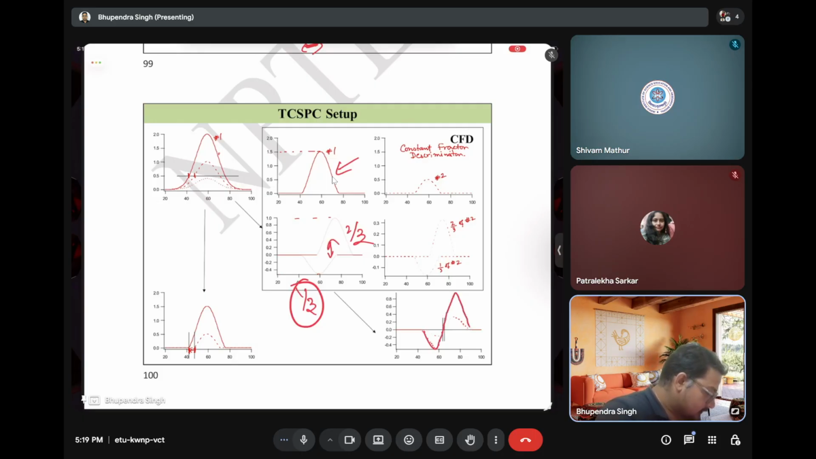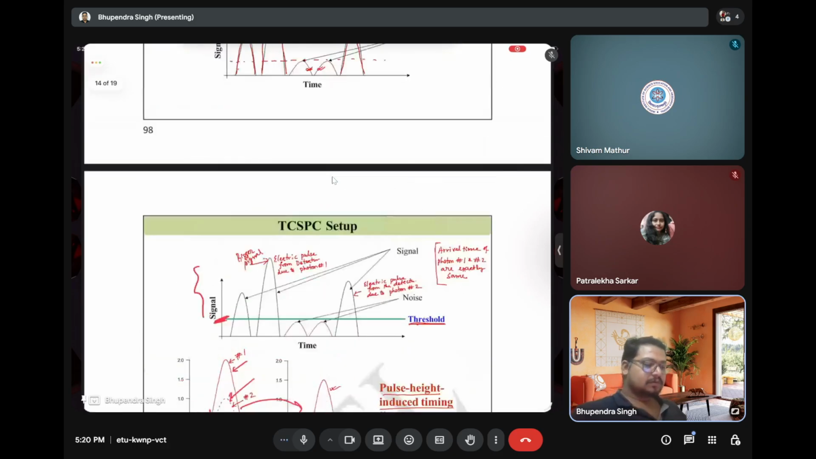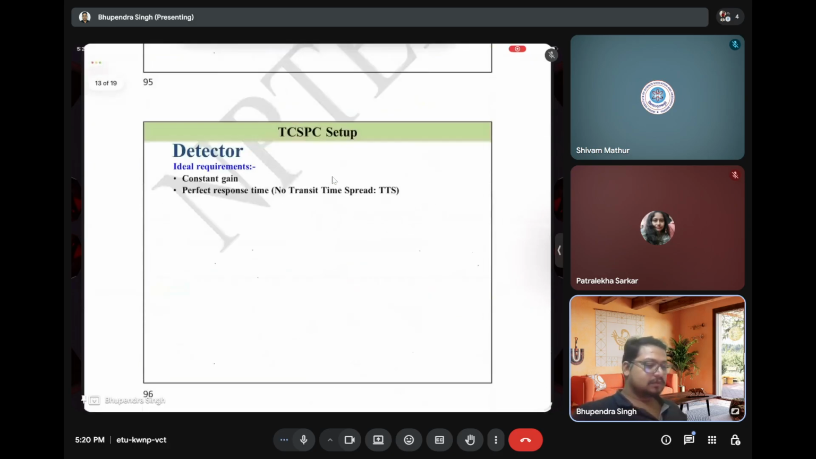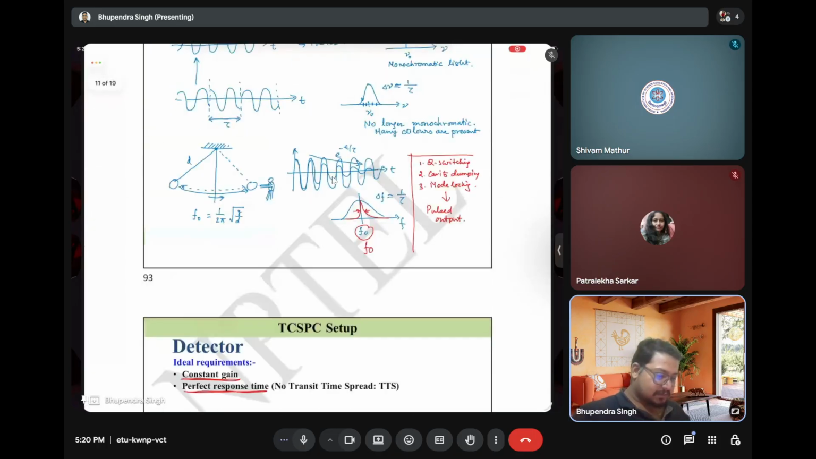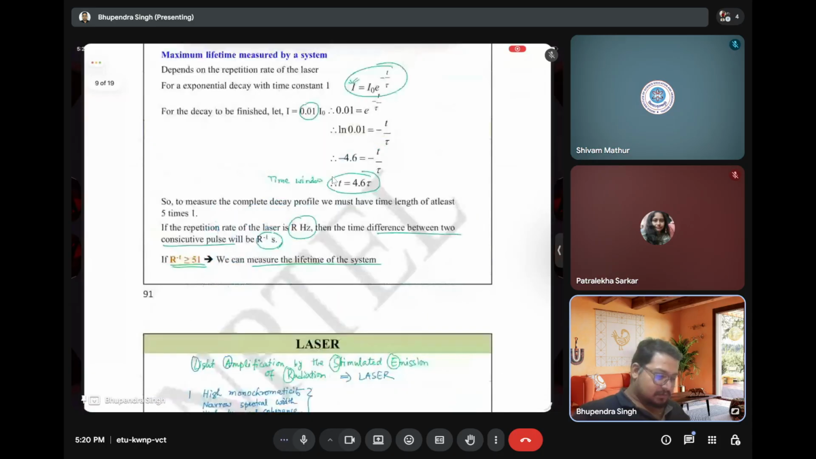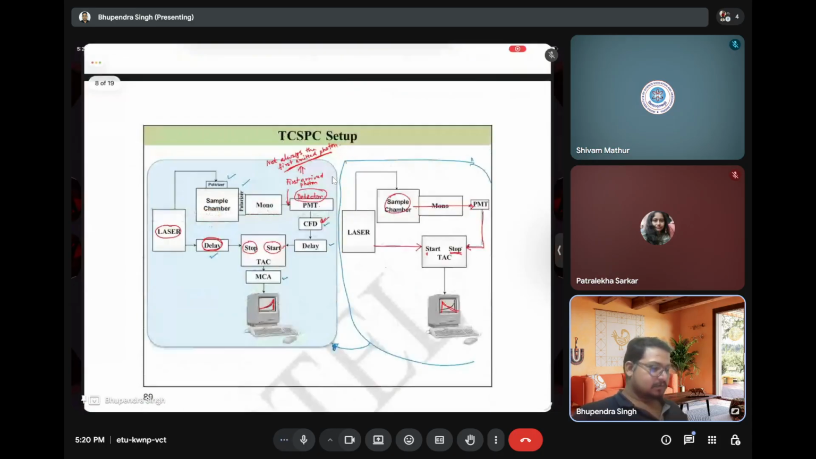Something like this. So the difference between these two will be minimized. So this is what the CFD does in the TCSPC instrument. It has been put after your detector, the PMT. Where is the setup? I'm not able to see the TCSPC setup here.